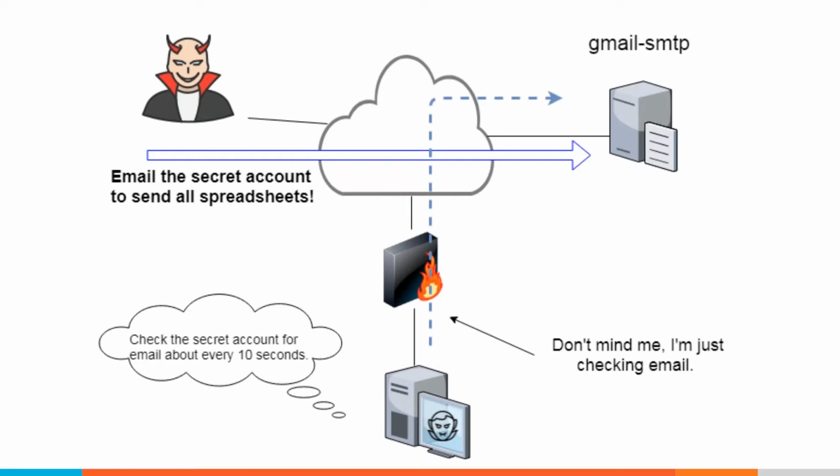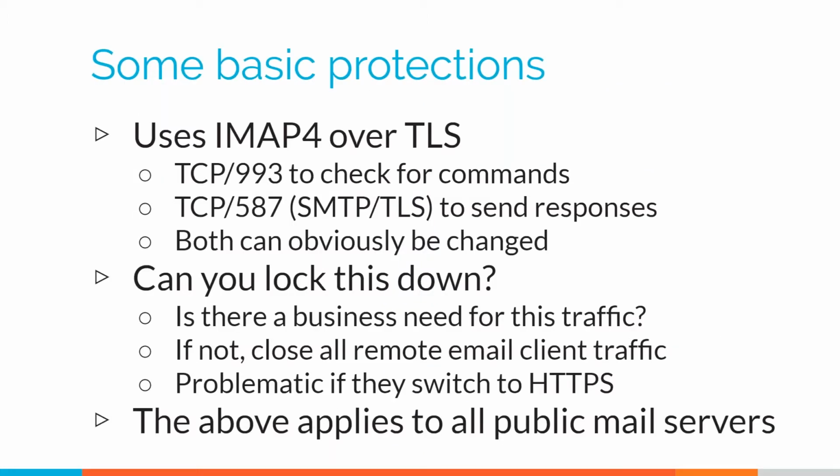So we want to make sure that if somebody creates a variant, whatever process we use to catch this is going to catch the variants as well. We don't want to always be playing catch up. So as I said, we can go through and block what we know this uses.